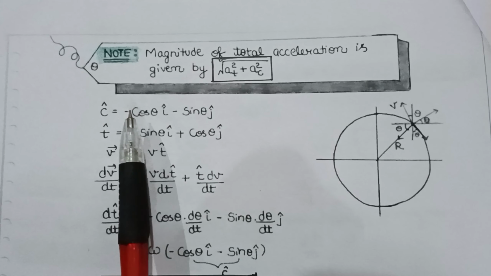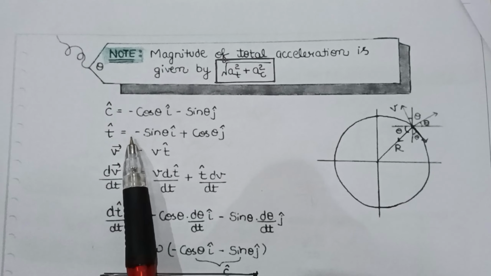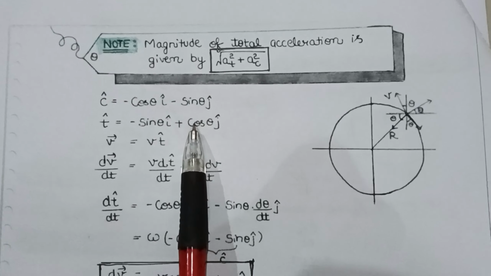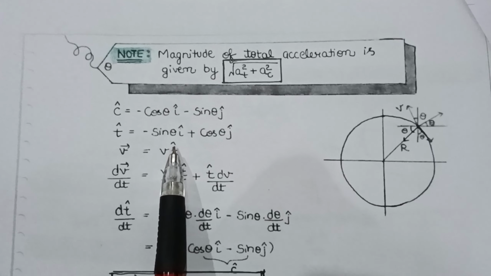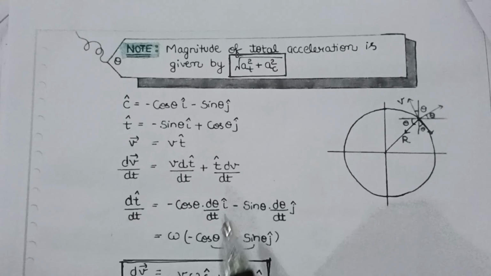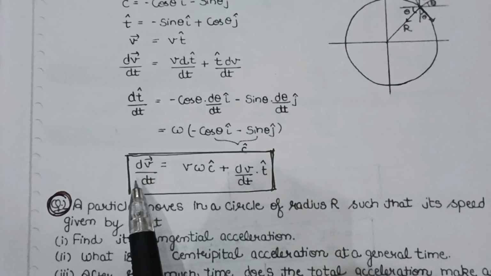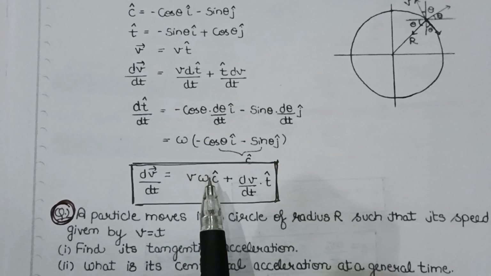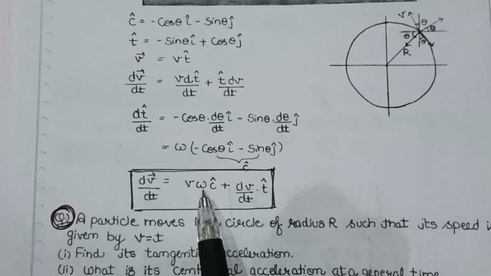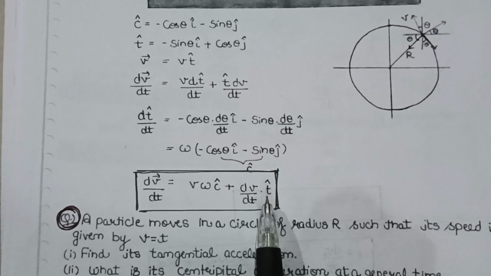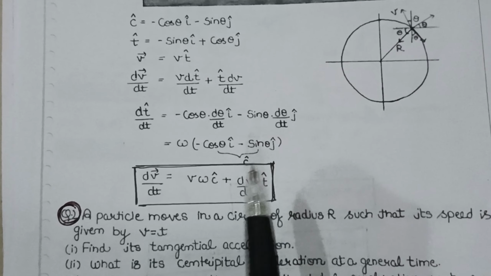c cap is equal to minus cos theta i cap minus sin theta j cap. t cap is equal to minus sin theta i cap plus cos theta j cap. V vector is equal to V t cap. From the whole proof, we get dv vector by dt, or net acceleration, is equal to V into omega c cap, meaning the direction is towards the center of the circle, plus dv by dt t cap, meaning it is along the tangent of the circle.